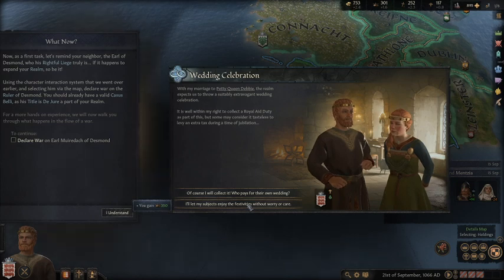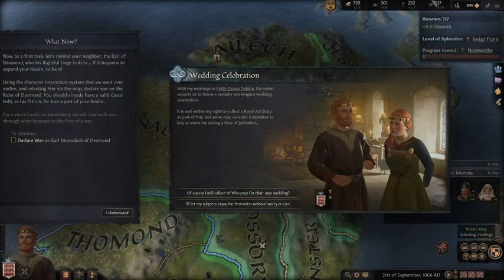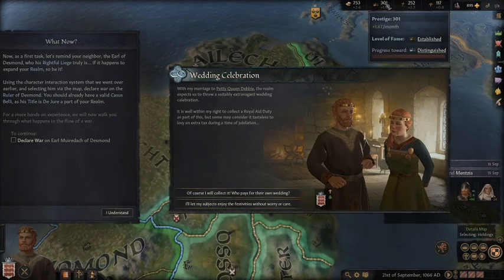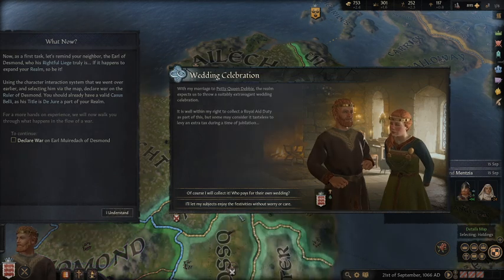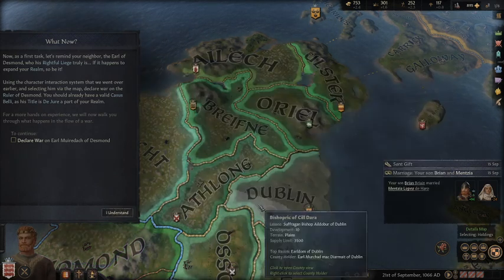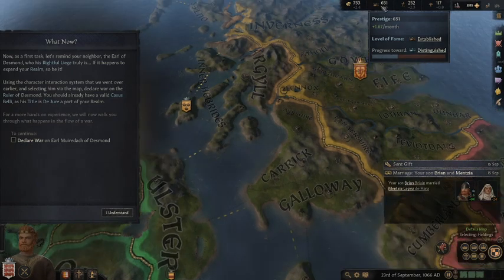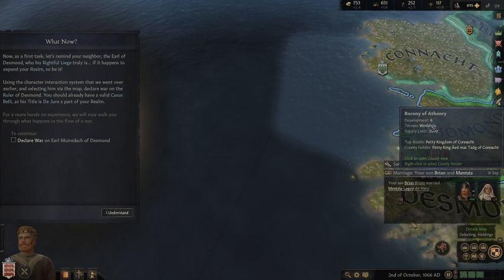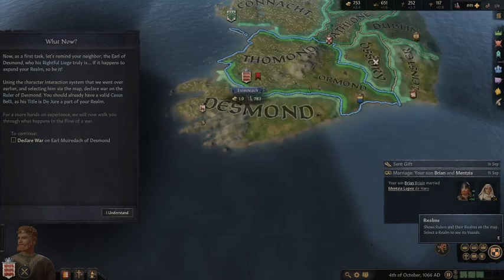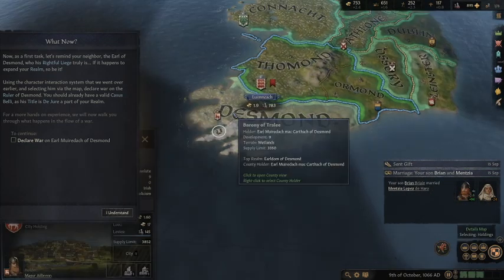Basically the same event as in the previous game when the ruler gets married. You get to choose between prestige and money. Yeah, I think I'll go with the prestige. Get some progress towards becoming distinguished. Seems to have gotten a good chunk of progress.